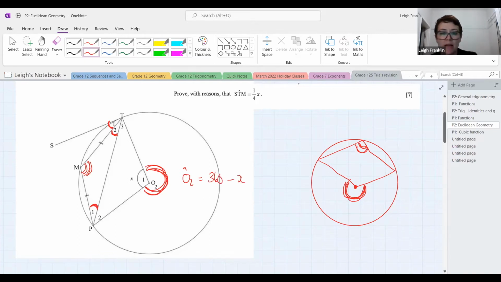Now remember, the angle at the center, which in this case is 360 minus X, is twice as big as the angle at the circumference. So how big is the angle at the circumference? It's got to be 360 minus X all divided by 2. Doesn't it? Does that make sense to everybody?